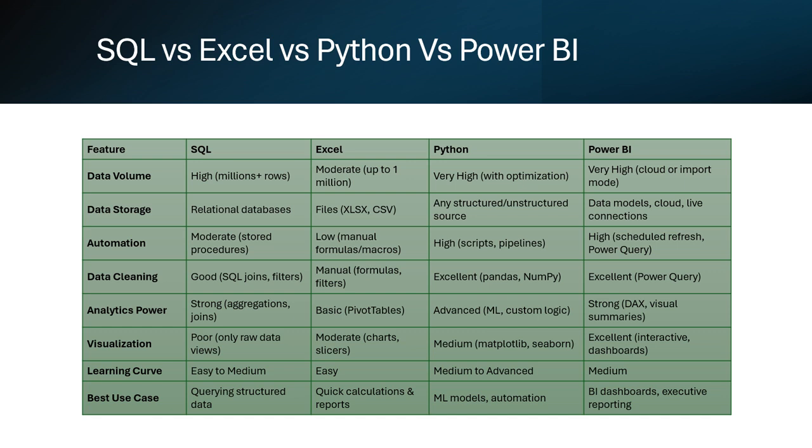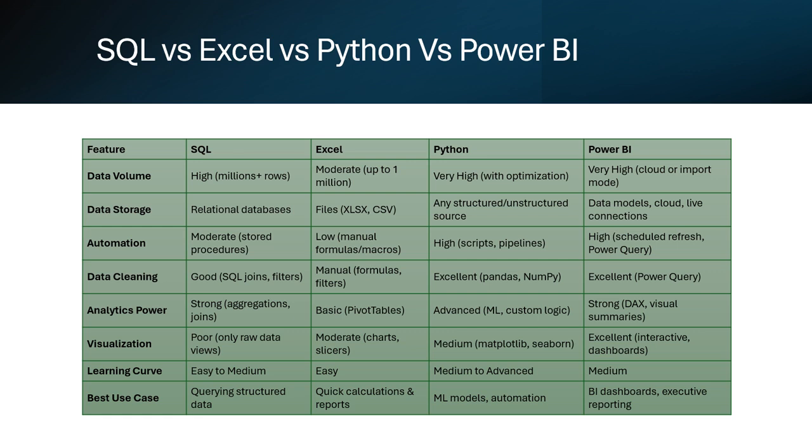Then on data storage, SQL uses relational databases. Excel is a file system. Python handles any structured or unstructured data for machine learning and other analysis that you can do, for example, NLP. Power BI uses data models, cloud and live connections. Then on automation, we use mainly stored procedures in SQL, which are moderate. Excel automation is low. Python is high, with scripts and pipelines. Power BI is high as well, with scheduled refresh and Power Query.